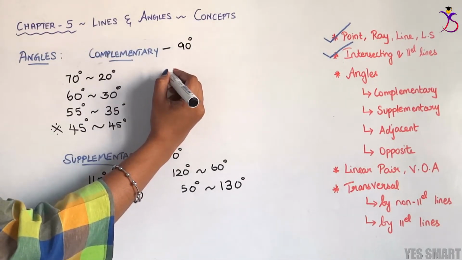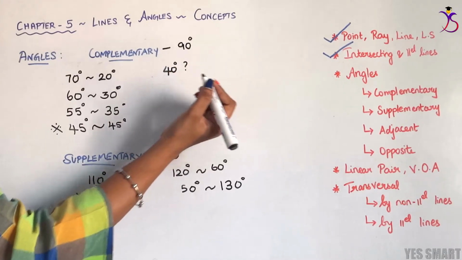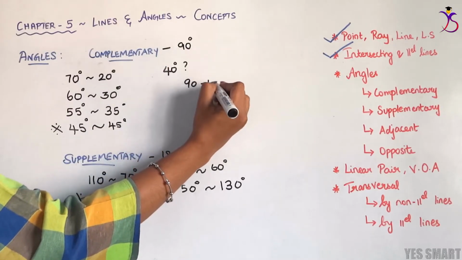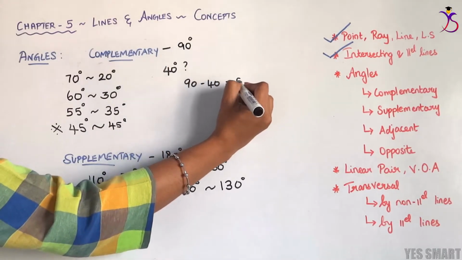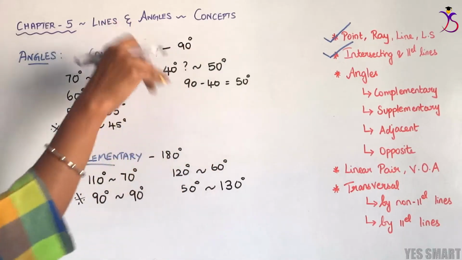So we are supposed to subtract 40 from 90, because they together add up and form 90 degrees. So 90 minus 40 gives us 50. Therefore, the complementary angle of 40 degrees is 50 degrees.